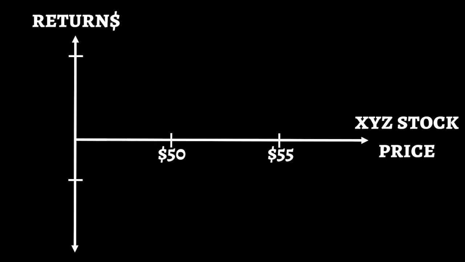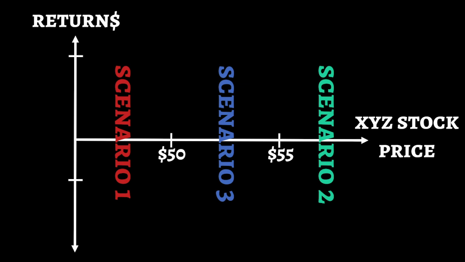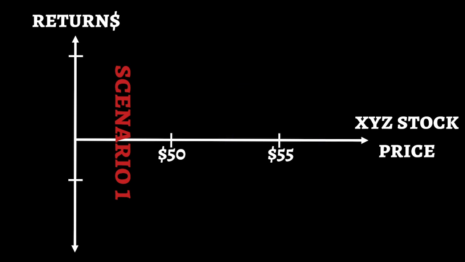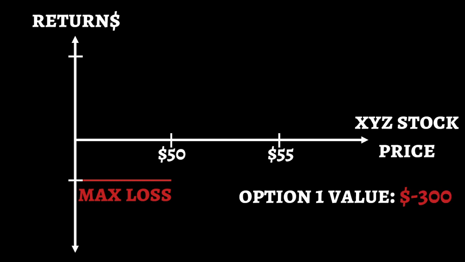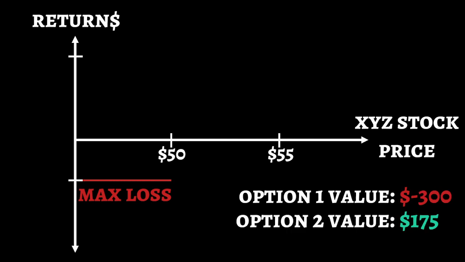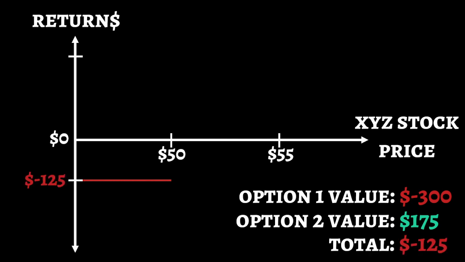Now that the bull call spread has been successfully constructed, let's go over the 3 ways it could play out. Scenario 1 is when the options expire and XYZ is at or below $50. This situation represents the maximum possible loss. Since both calls expire worthless, the premium paid for the first option is lost and the premium gained by selling the second option is kept. This loss of $125 would occur if XYZ was trading anywhere from $0 to $50.